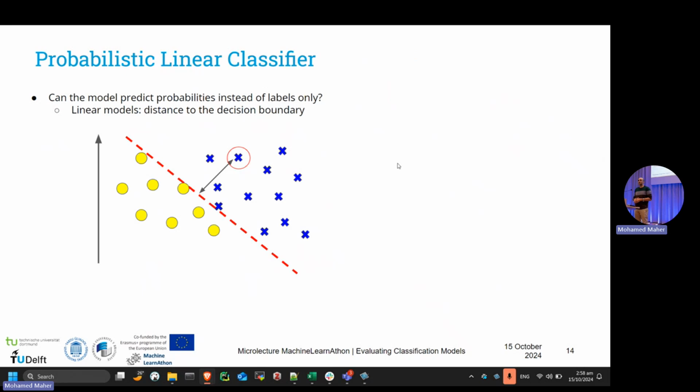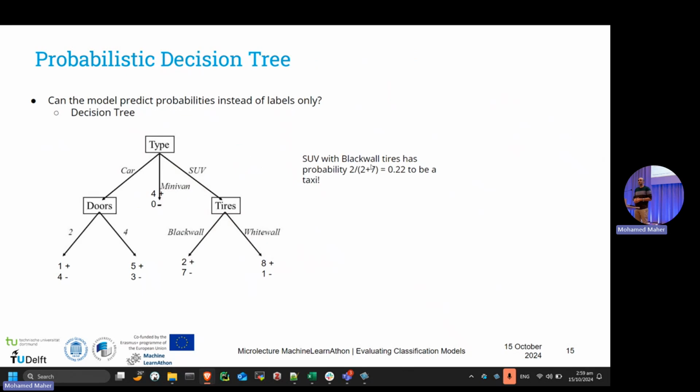Probabilistic predictions can be retrieved for different types of classifiers. So let's say we have a linear model over here separating between these two different classes. Actually, we can predict probabilities instead of labels only. In the case of linear models, the probability could be based on the distance to the decision boundary for the instance of concern. And of course, in nonlinear models, we can also predict some probabilities.